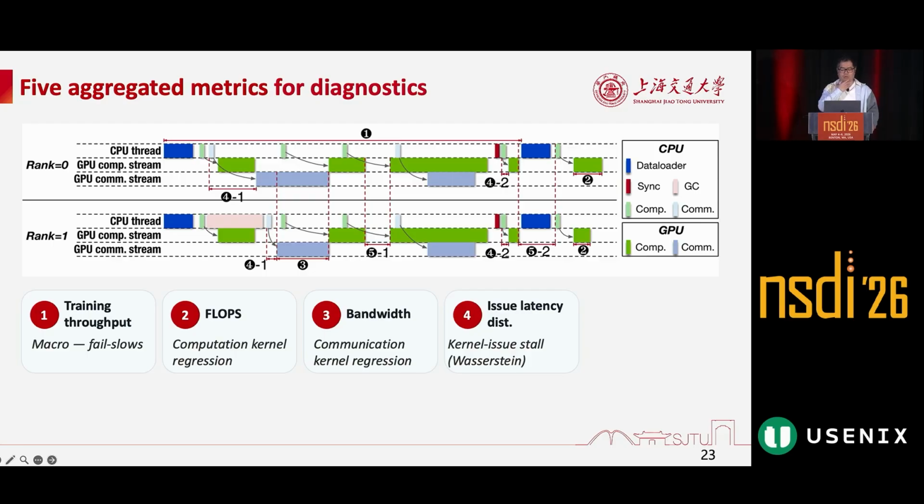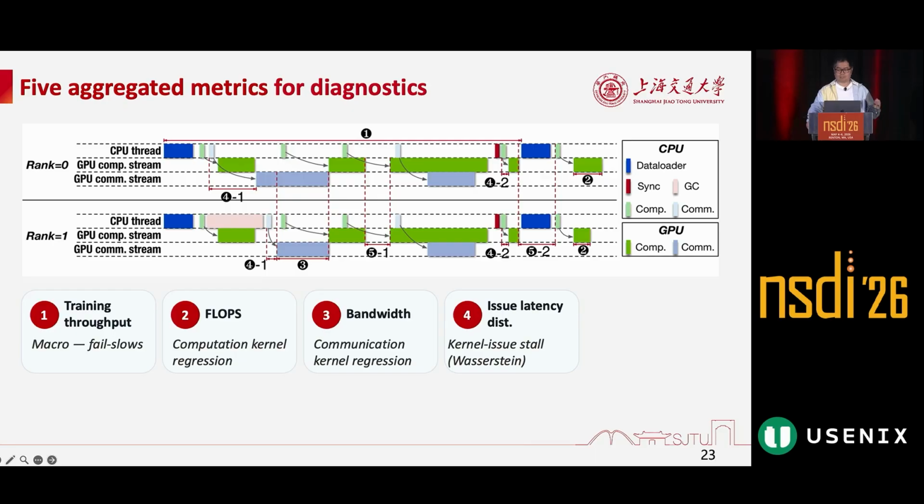The next one, we call the issue latency distribution. I think this is one of our key contributions in this work. Issue latency is the gap between when the CPU issues a kernel and when the GPU actually starts to run it. In a healthy job, the GPU keeps busy, while there will be more idle GPU time in an unhealthy job. So let's look at the figure, the 4.1 example.